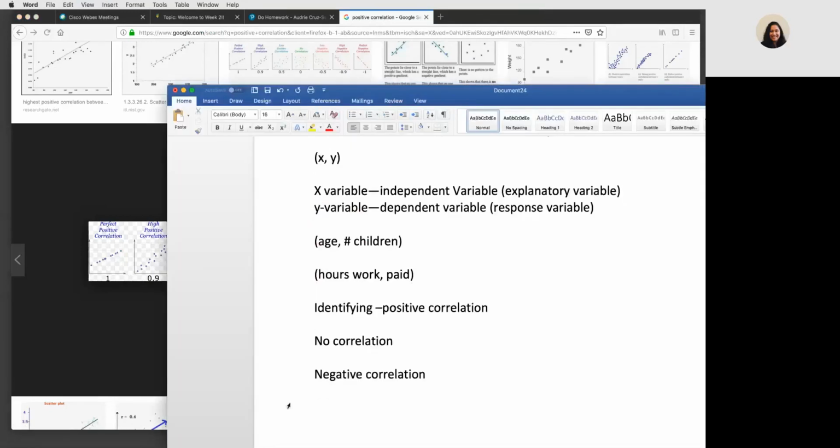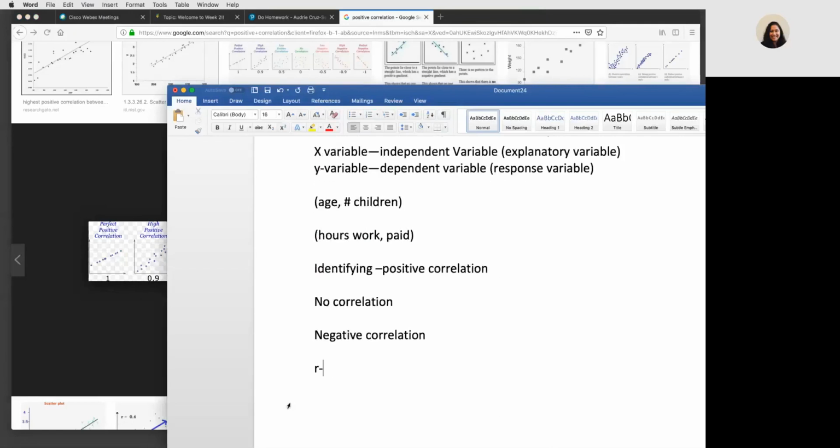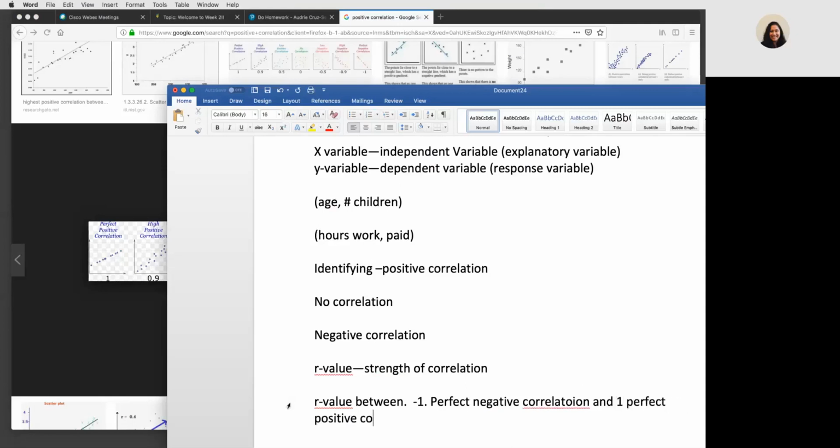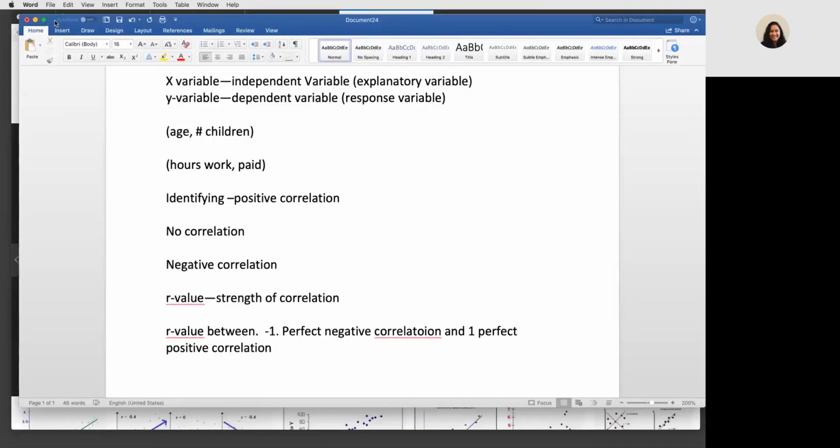So now that we have that, I'm going to talk about R value. R value tells you the strength of your correlation. Okay? Your R value will always be between -1, which is a perfect negative correlation, and 1, which is a perfect positive correlation. So your R values will always be between -1 and 1.